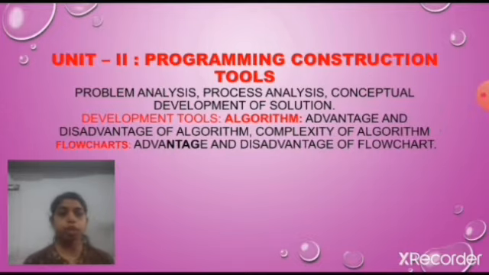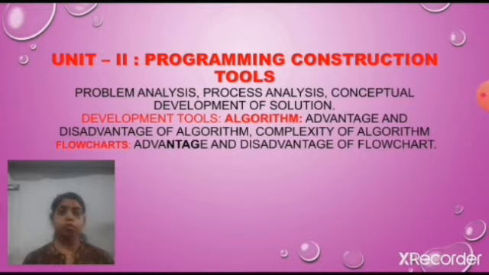Unit 2 is programming construction tools. In this unit we will see how to develop a program, or how to go through the problem. So in this we will see problem analysis, process analysis, and conceptual development of solution. Before starting programming, we have to understand what the problem is. After understanding the problem, we have to go through the process, deciding which process is easy and takes less time. So process analysis. After that, conceptual development of solution.